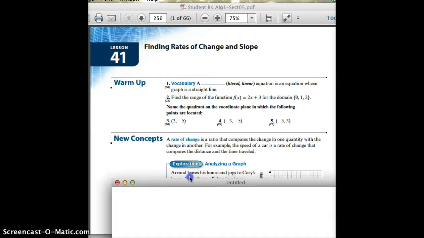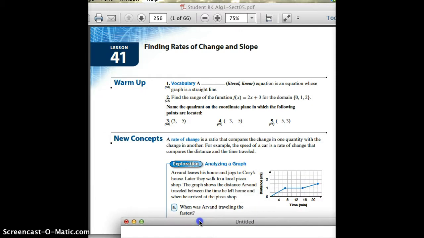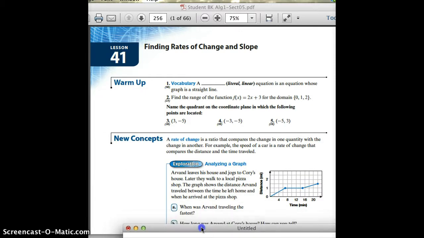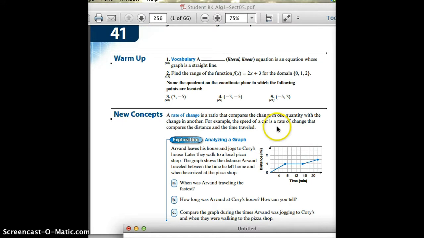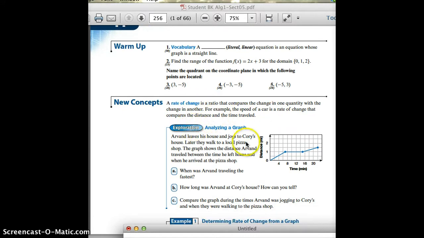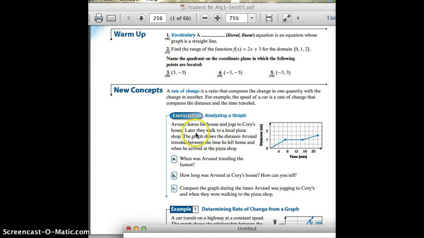Okay, so go to the new concepts, and slope is basically rate of change. It's a rate of change that compares the change in one quantity with the change in another. For example, the speed of a car is a rate of change that compares the distance and the time traveled. So let's look at this example. Arvon leaves his house and jogs to Corey's house. Later they walk to a local pizza shop. The graph shows the distance Arvon traveled between the time he left home and when he arrived at the pizza shop. Okay, so let's take a look.